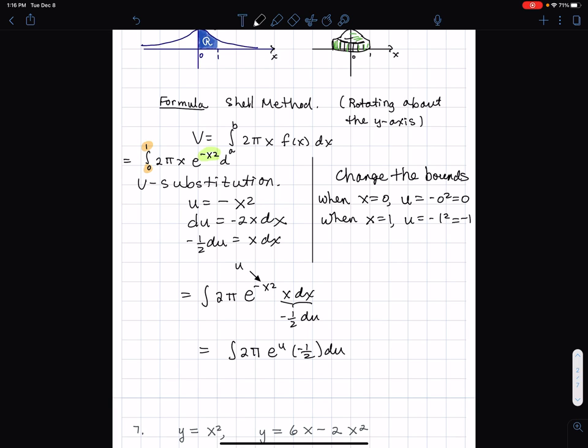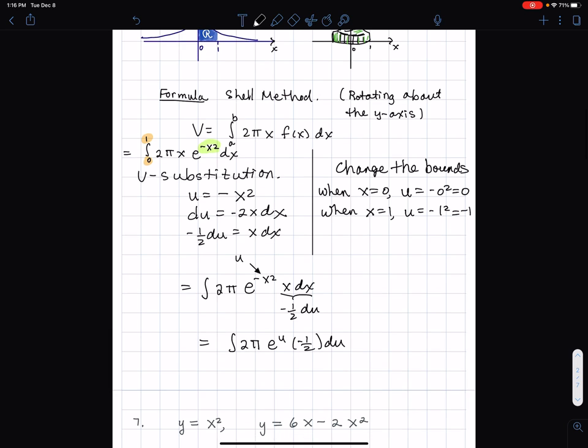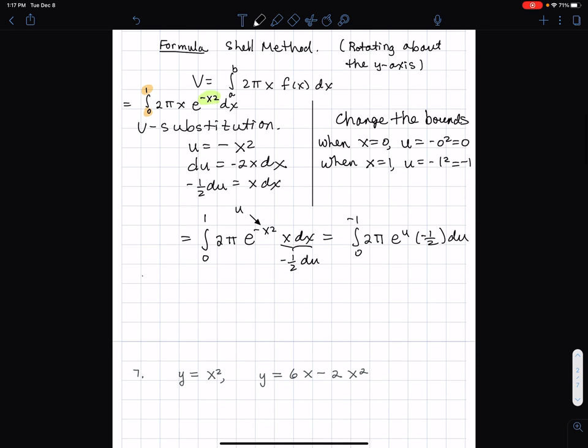Okay, I'm changing these bounds. We were going from 0 to 1, but 0 corresponds to 0 and 1 corresponds to -1. So I have the integral of 2 pi times -1/2, which makes negative pi, from 0 to -1 of e to the u du. I like having the lesser number, -1, on the bottom. When I switch the bounds to put the -1 on the bottom, I change the sign from negative to positive. You don't have to do that, but I like doing that.